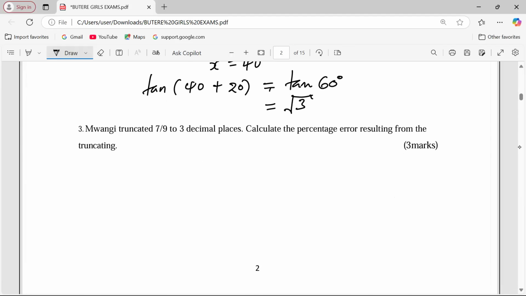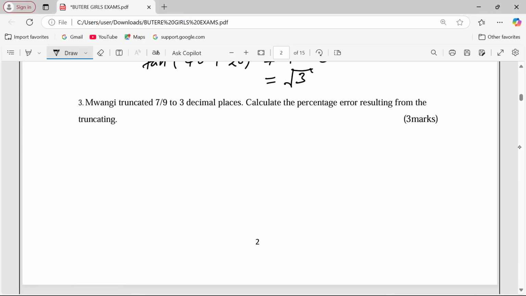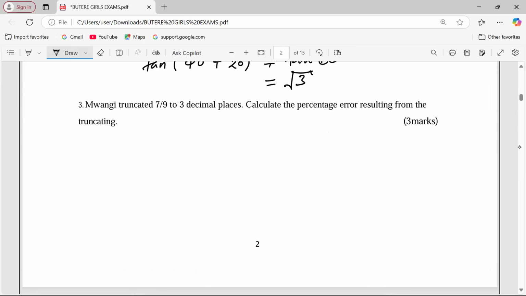Look at this next question. Mwangi truncated 7 out of 9 to 3 decimal places. Calculate the percentage error resulting from the truncation. So such a truncation will give an error. Remember, an error can come from truncation or from rounding off, either to decimal places or to significant figures. As long as it's a round off, it will involve some error. So how do we get the error?